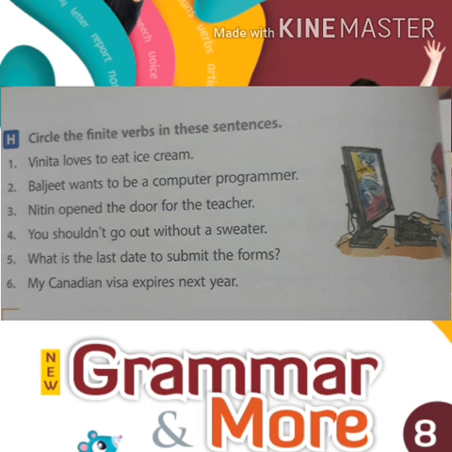If instead of Vinitha, we have used they, it is a plural subject. They means a lot of people, right? So they is a plural subject. So if I use they love to eat ice cream, loves will become love. We have to avoid that s. So that particular verb will undergo changes according to the subject in number and person. That's why we circled loves.